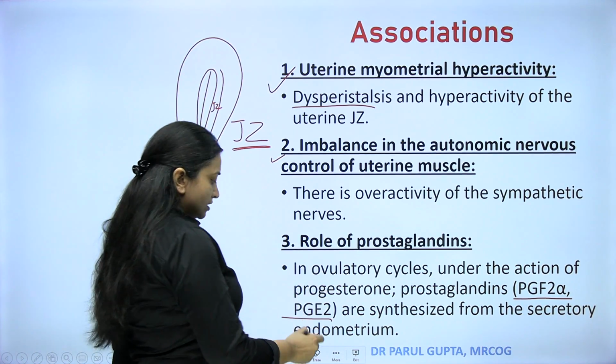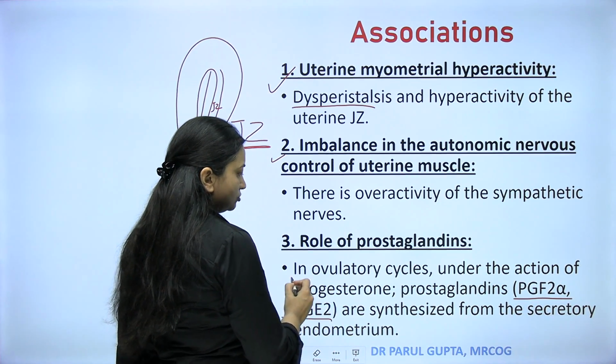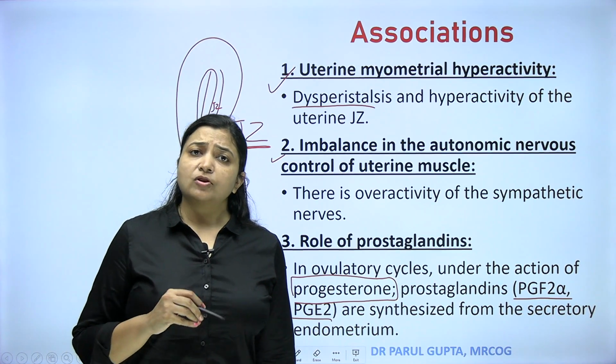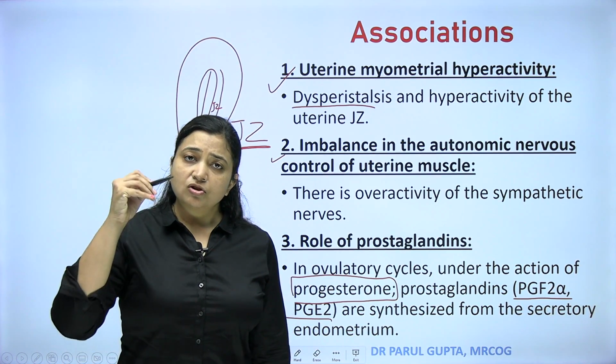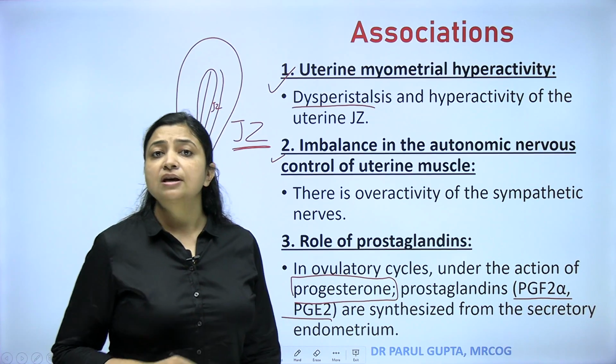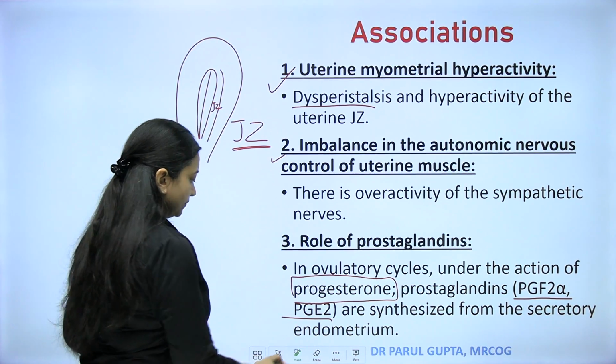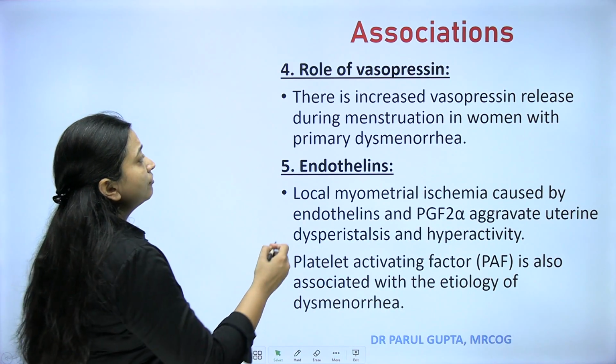Prostaglandin is always produced in the presence of progesterone. That's why we are saying that if there is action of prostaglandins in the body, that means progesterone was there and that means ovulation was there. Kindly correlate with the menstrual cycle also. Role of vasopressin.